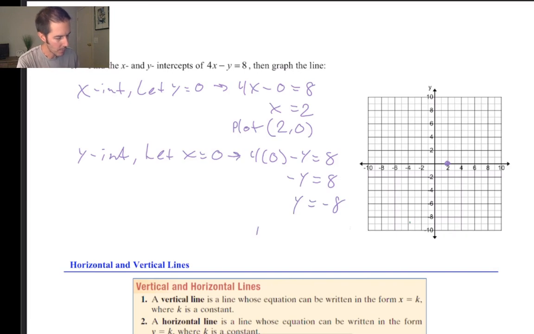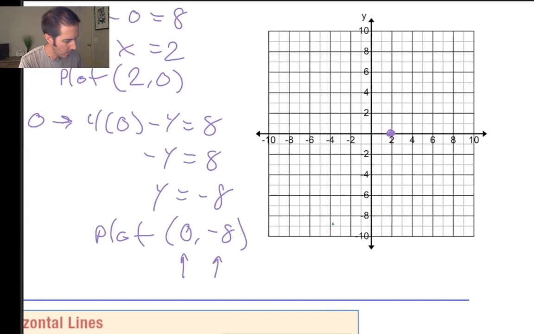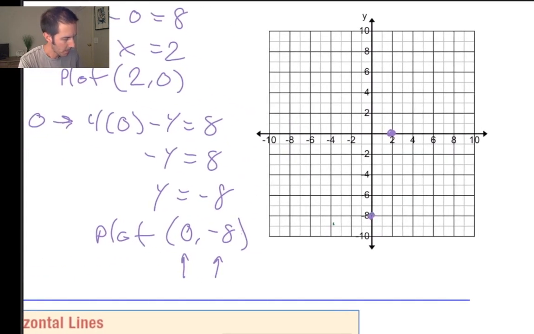So we get to plot the point. Remember that we started with an x value of 0, which yielded a y value of negative 8. So that's the point we're going to plot. Starting at the origin, moving 0 units horizontally, moving 8 units in the negative y direction, puts us pretty far down on the y-axis, right here, and then you can draw your line through those 2 points.